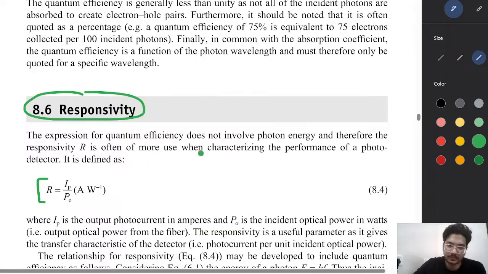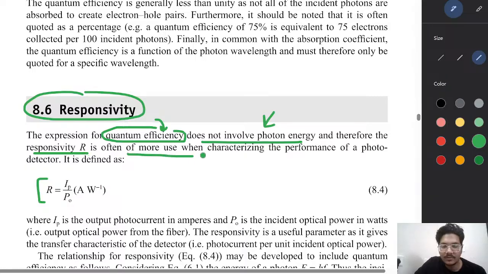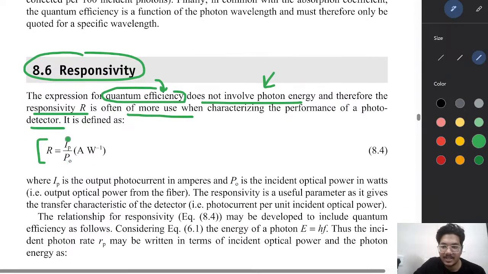So the definition of responsivity: the expression of quantum efficiency does not involve the photon energy, as we discussed earlier. Therefore, the responsivity is often used when characterizing the performance of a photodetector. The responsivity is defined as R = IP / P0, in ampere per watt, where IP is the photocurrent and P0 is the incident power. Responsivity tells how effectively the photodiode converts the optical power into electrical current.